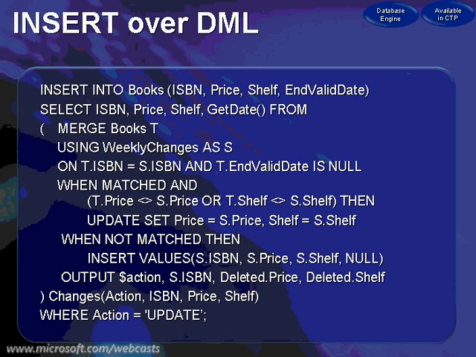And then we are selecting this information. We are augmenting it with a get date call. And then we're taking this and inserting it into the books table and now putting in an end valid date for that book. And that gives you basically a slowly changing books dimension where we keep track of for what period of time a certain record in that book table has been valid. This is very easy to do now with the functionality that I have on this slide, the insert over DML, where you can look into the changes that were actually performed and then insert them in some place.